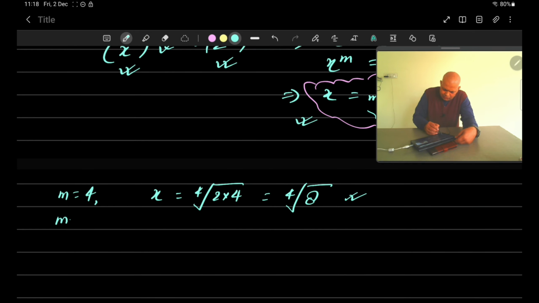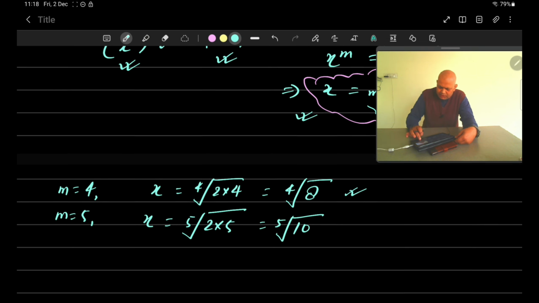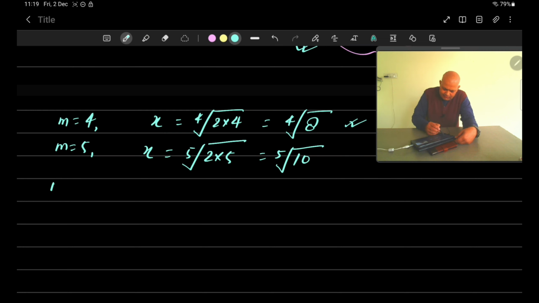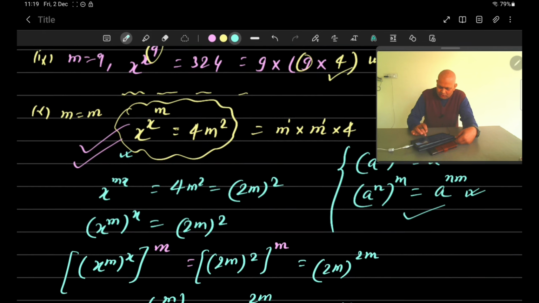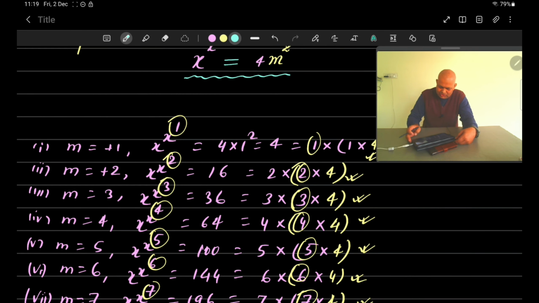If you put m equals 5, your answer will become 5th root of 2 times 5, and your answer will become 5th root of 10. If you put m equal to 6 here, then your answer will become 6th root of 2 multiplied by 6, that is 6th root of 12. Okay, so you can generate here a lot of questions on this page.